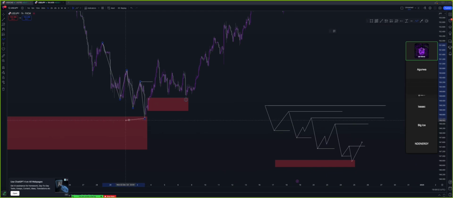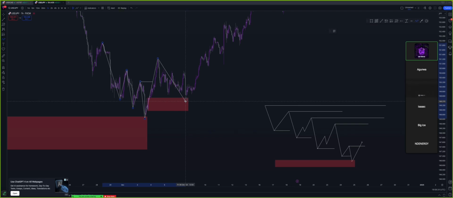Our expectation is that if the buyers are active in this demand, then they should shoot price above the previous high, which they did. They did it impulsively. They did not only break above the first high, they even broke above the second high. This is to tell you how strong the buyers are.